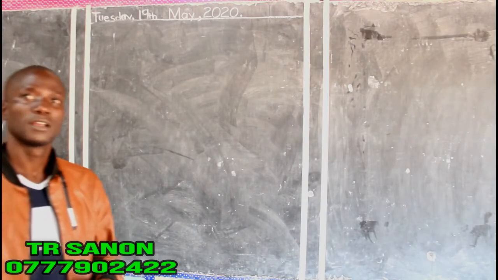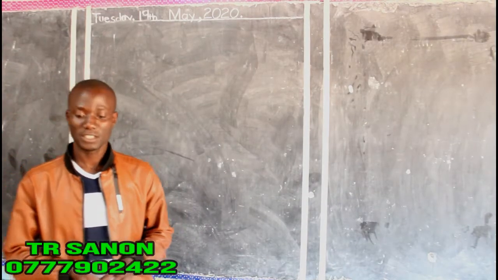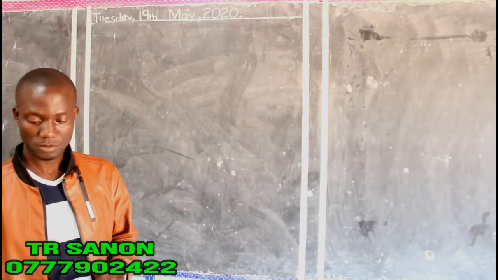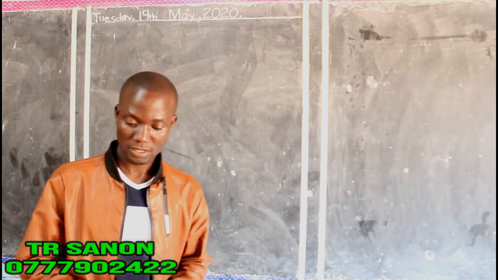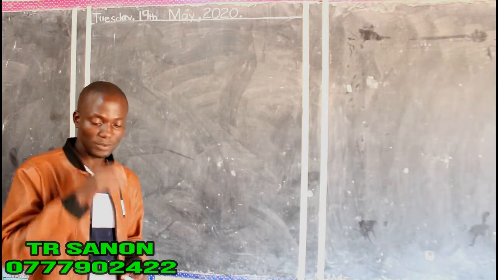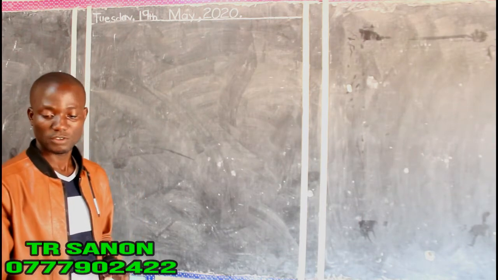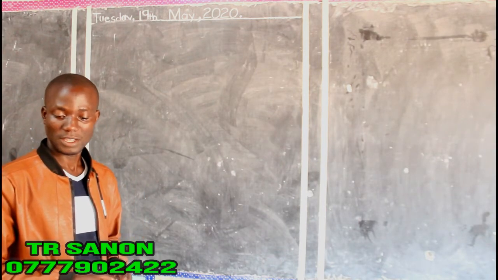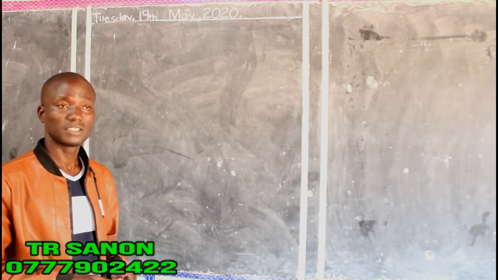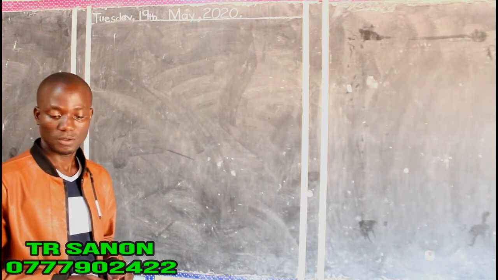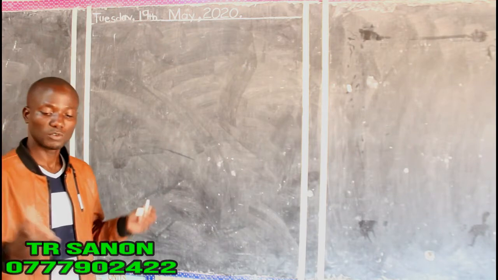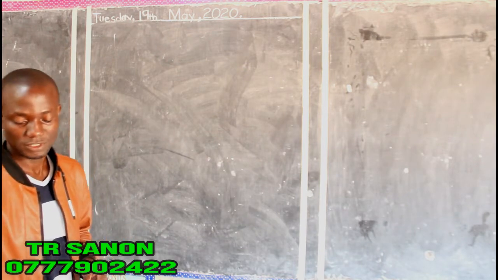Good afternoon, my children, once again welcome to this lesson, lesson 4 of social studies. As you all know, we began by looking at the OAU, the Organization of African Unity, and like I said before, it is an organization that was formed majorly to bring cohesion, to bring togetherness among the African countries.